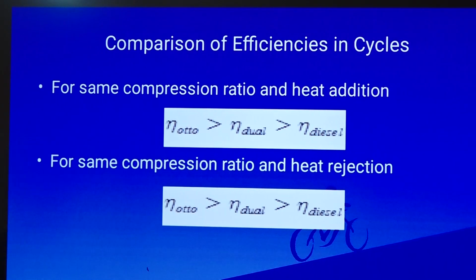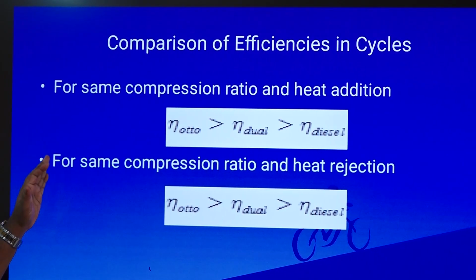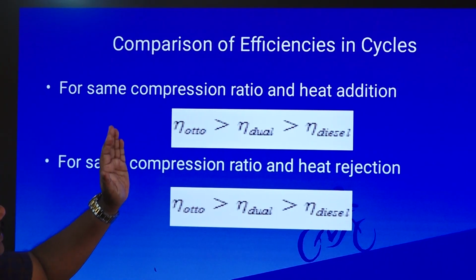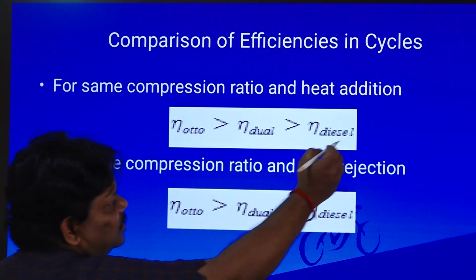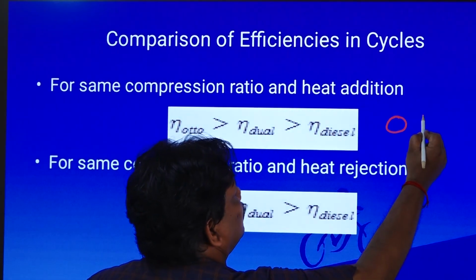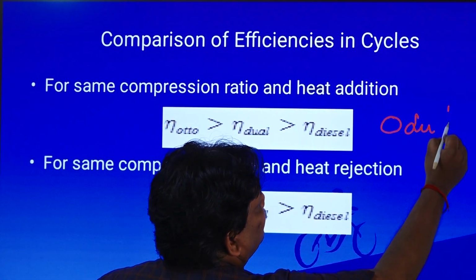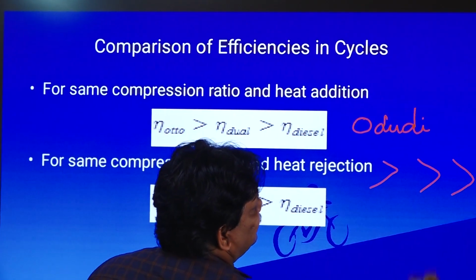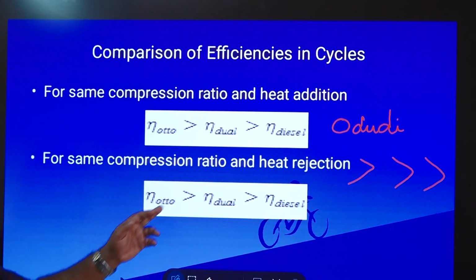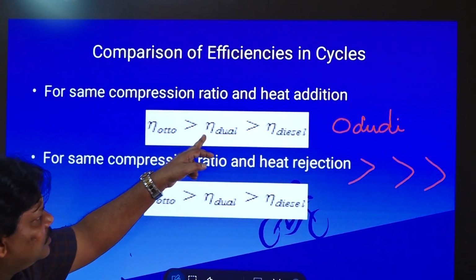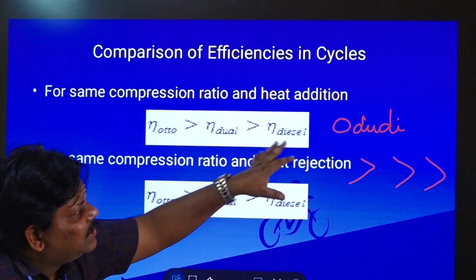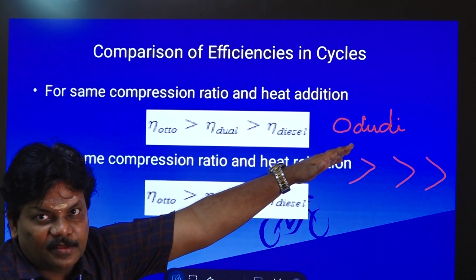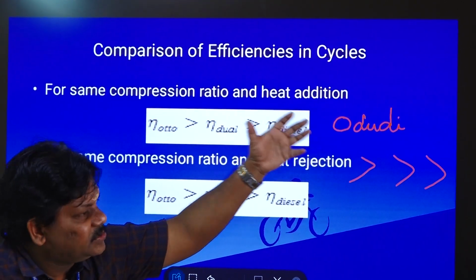So the next one is comparison of efficiencies. For the same compression ratio and heat addition, or the same compression ratio and heat rejection. So one is Otto, Dual, Diesel. Always, this is the symbol, the greater sign. Okay, so Otto, Dual and Diesel. You have to remember, so use some codes to remember this. So O, Do, D. Okay, if you use this, you can remember.